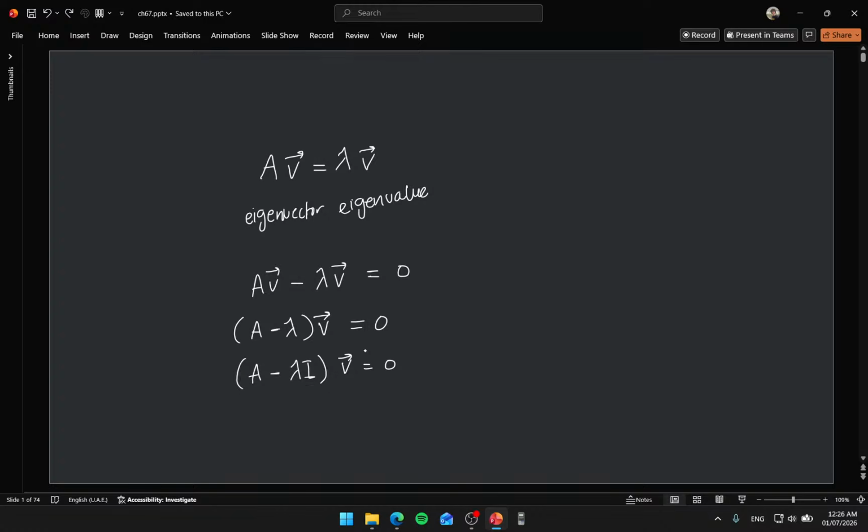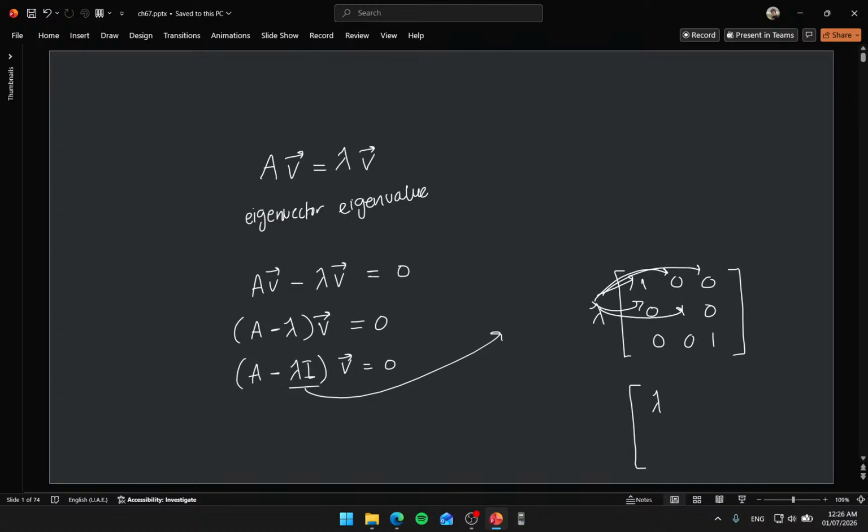So let's say the identity matrix is 3 by 3. So 1 0 0, 0 1 0, 0 0 1. And we're multiplying lambda by the identity matrix. So what will we get? Okay, lambda times 1, times 0, times 0, times 0, times 1, times 0, times 0, times 0, times 1. So we'll get lambda 0 0, 0 lambda 0, 0 0 lambda.